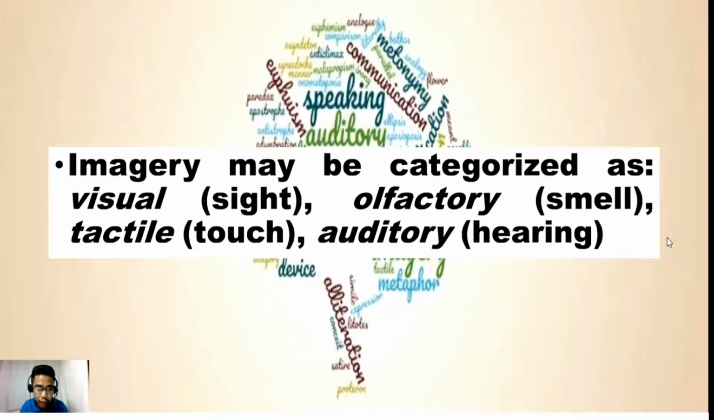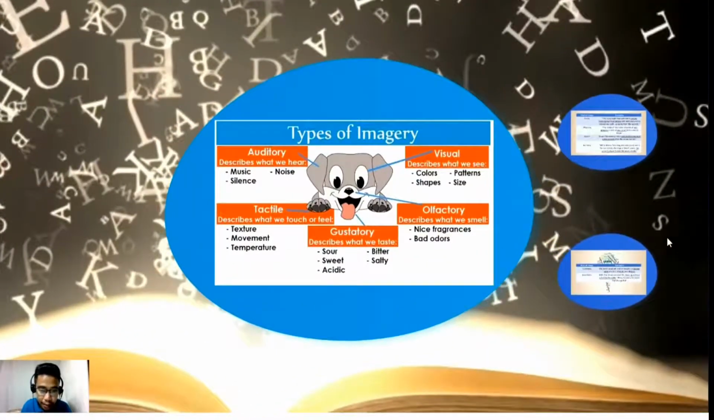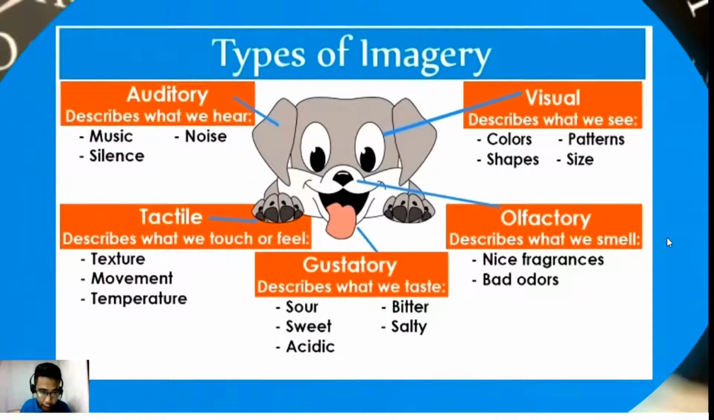Okay, so imagery may be categorized as visual or sight, olfactory, smell, tactile, touch, auditory, hearing. For more understanding, here are the types of imagery. So this is a face of a dog, and for his ear, we have auditory. It describes what we hear, for example, music, silence, and noise.